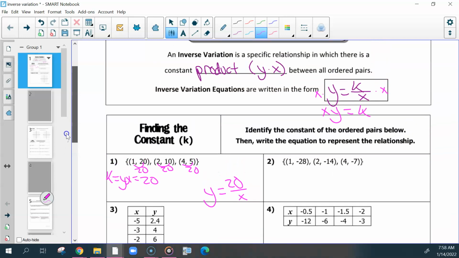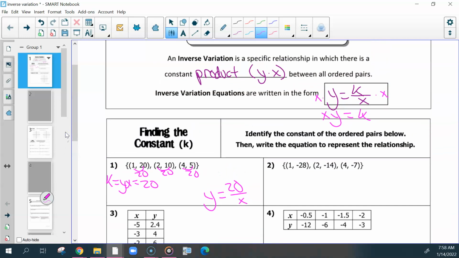Just like with direct variation, if the constant is not the same for all of them, that would not be a constant k, and it would not be an inverse variation.